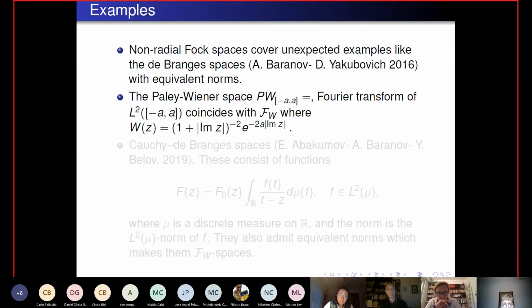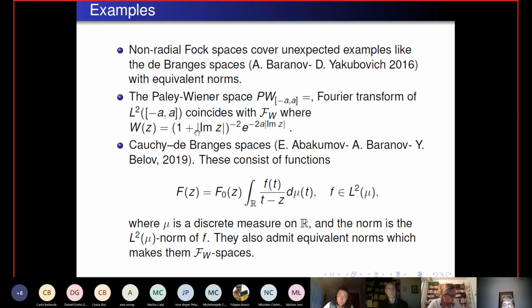Here is the concrete example. If you want the Paley-Wiener space, this is the simplest, so to say, de Branges space, and the basic one. Then it is the Fourier transform of L2 of the same interval. Then the weight you need is the one I wrote here: 1 plus imaginary to the minus 2, e to the minus 2a imaginary. So you can represent them as Fock spaces.